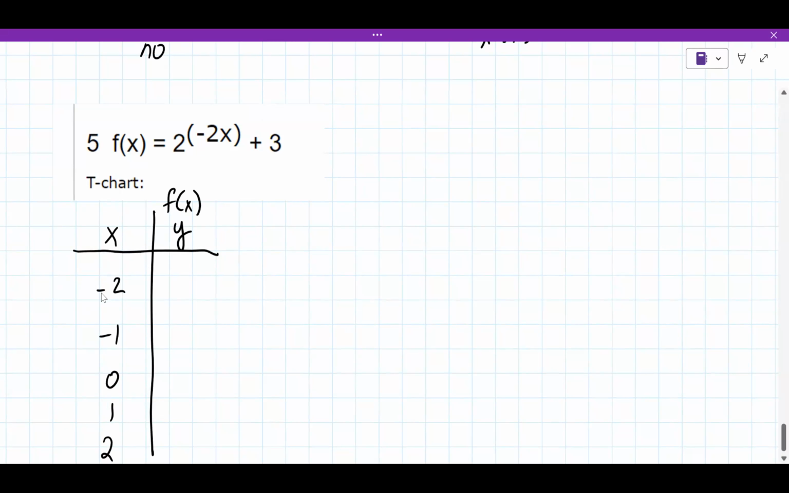What they don't tell you is the order that you should do it in. You don't have to do it in this order. You can do the positives first, you can do the negatives. Doesn't really matter. You just got to get them in there. We are going to start with the negatives. So this is f of -2. You're putting -2 in for x. 2 exponent -2 times -2 plus 3.